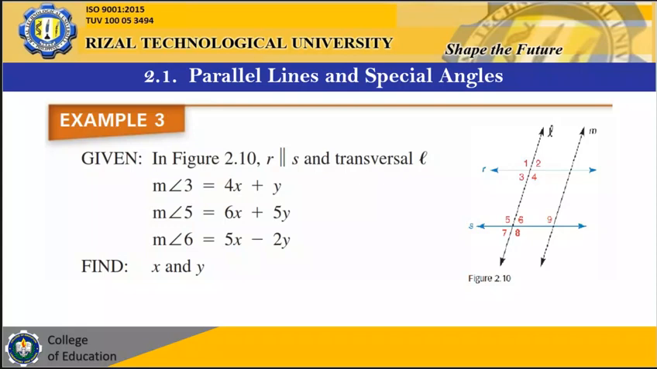So in the given figure 2.10, line R is parallel to line S, and our transversal is line L. The measure of angle 3 is 4x plus y, the measure of angle 5 is 6x plus 5y, and the measure of angle 6 is 5x minus 2y. Let's find the value of x and y.